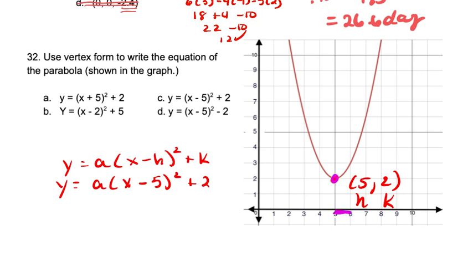this thing's going by ones here. So this goes over 1, up 1, over 2, up 1, 2, 3, 4. So this is the same shape as our parent function. So a must be just a 1. It didn't get stretched or anything. So x minus 5 plus 2. Answer C.